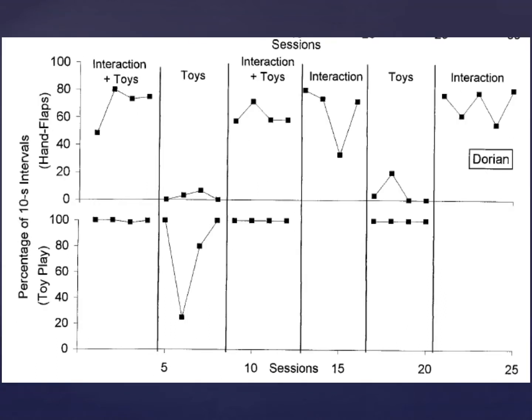Here are the results of Dorian's third functional analysis. His conditions were 1, both social interactions and toys, 2, toys alone, and 3, social interaction alone. Note that in both of these final functional analyses, no programmed social consequences were manipulated. Only the antecedents were manipulated, making these more A-B functional analyses, as referred to earlier in this presentation.